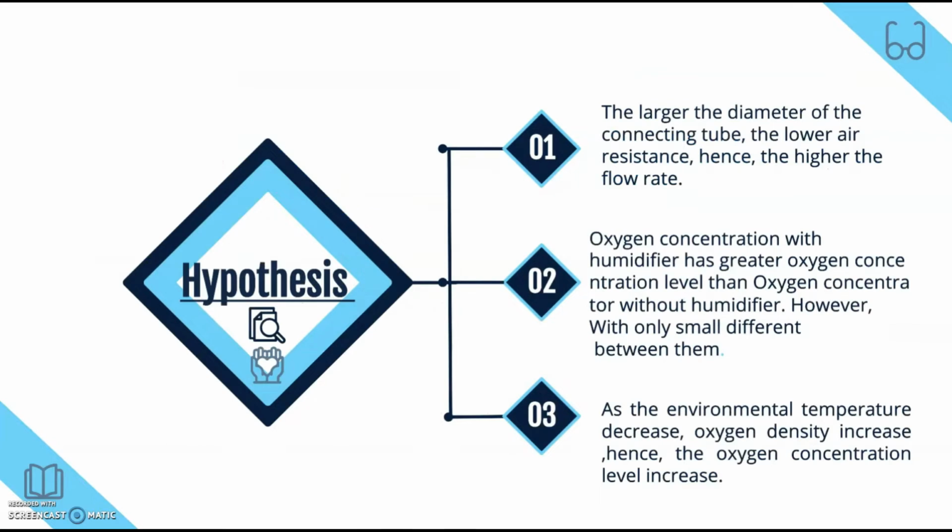So here are the three hypotheses of the experiment. The first one is the larger the diameter, the higher the flow rate. The second is that oxygen concentration with the use of a humidifier has a greater oxygen level than without a humidifier, but there will only be a small difference between them. The third is that as the environmental temperature decreases, the oxygen concentration level increases.